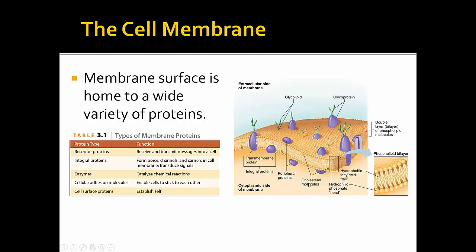There are enzymes in the cell. There are cellular adhesion molecules, which allow the cells to stick together if they want to make a layer or a sheet. And there are these cell surface proteins that establish self. That's really important so that the immune system doesn't attack the cell. It recognizes it as one of your own cells and doesn't attack it.